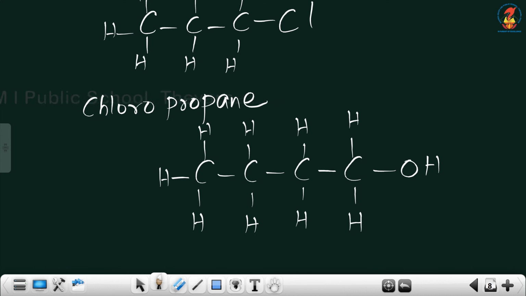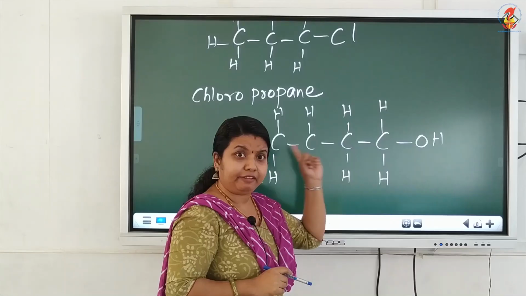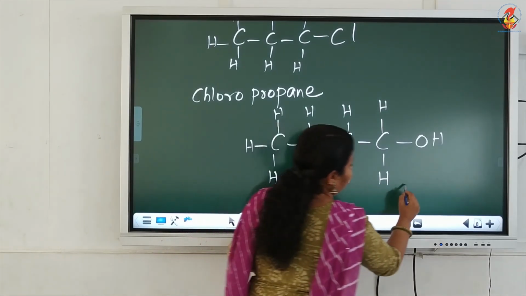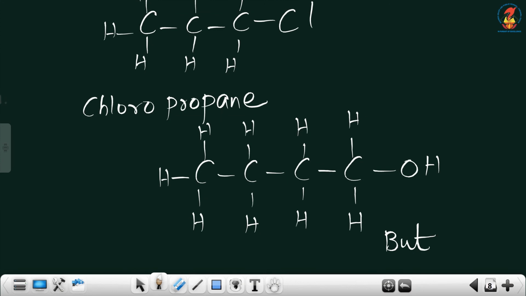Okay. How many carbon atoms are there? First step is identifying the number of carbon atoms. 1, 2, 3, 4. So the word root is but. Isn't it? 4 carbon atoms. Look at the nature of the bonds between carbons. All the bonds are single bonds. So we write ANE. It's an alkane, butane.